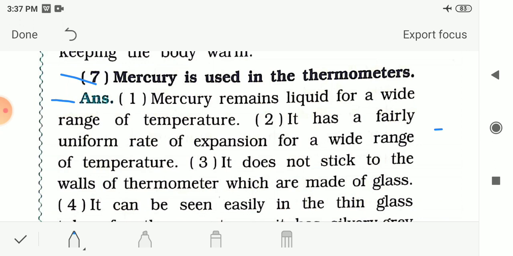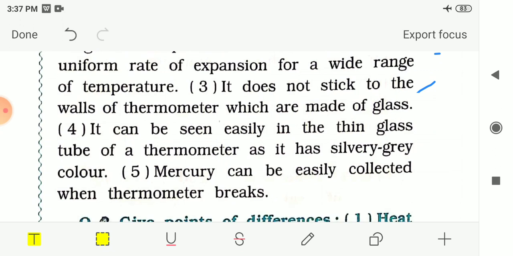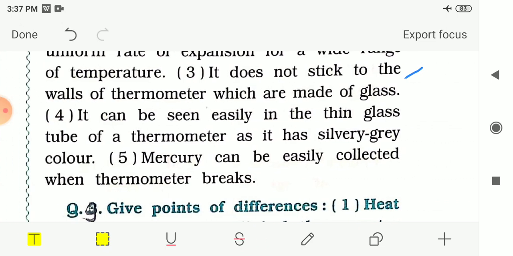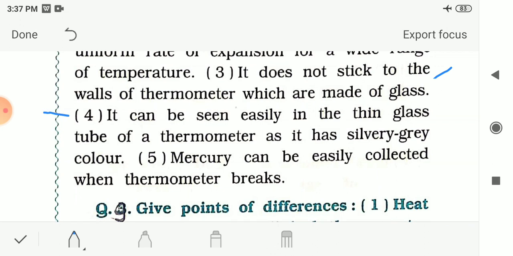For a wide range of temperature, it has the property to expand, and it does not stick to the walls of the thermometer, which are made of glass. This is another reason. It can also be seen easily in the thin glass tube of a thermometer, as it has a silvery gray color. Another reason is its color. Its color is silvery gray, so we can easily see it through the glass tube of the thermometer.